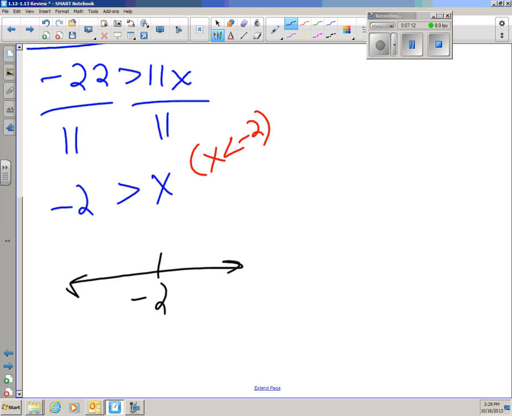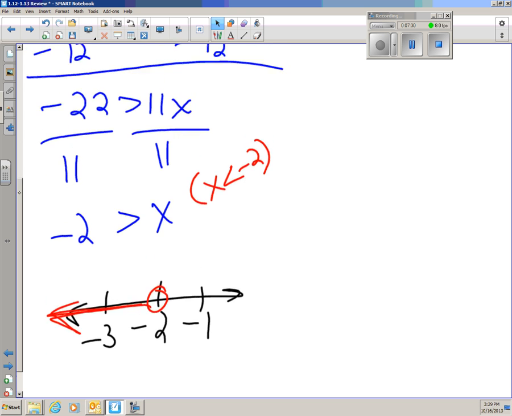Here's negative 2. To the right is negative 1. To the left is negative 3. You better set your number lines up correctly. It's an open circle. Where are you less than? Negative 2, to the left of negative 2.